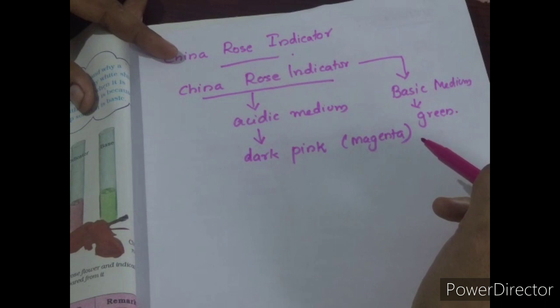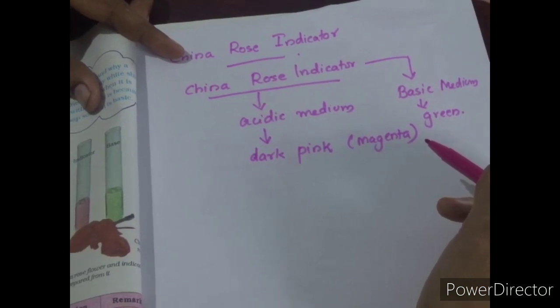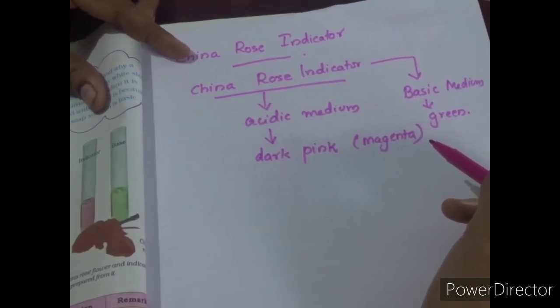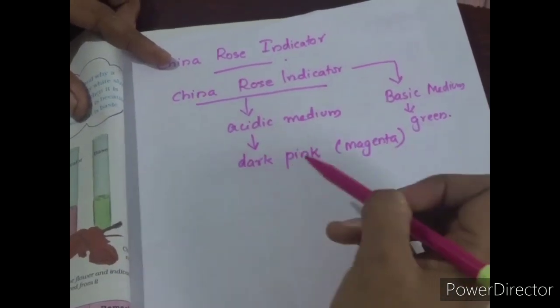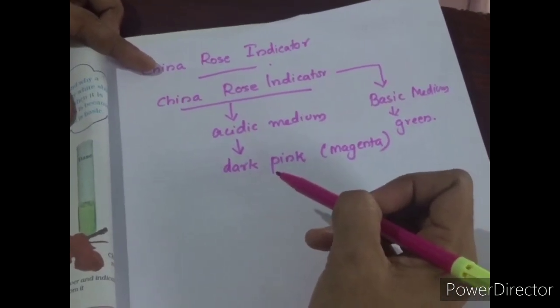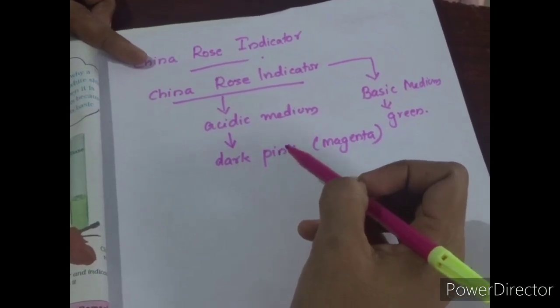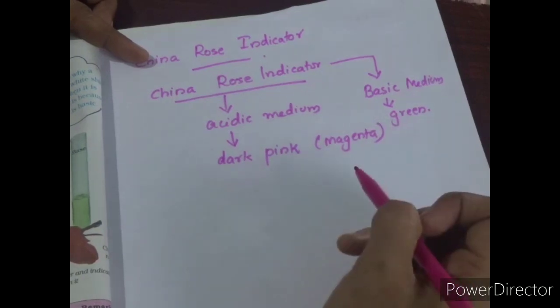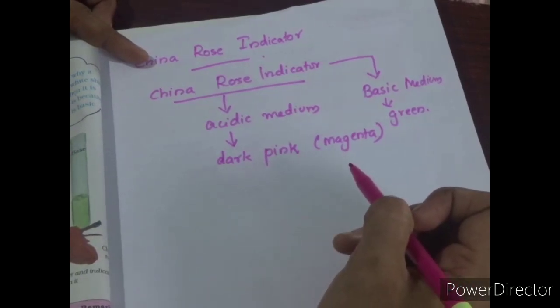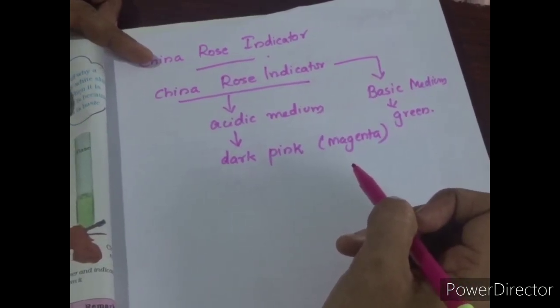Again, consider the example of vinegar. When you add some China rose indicator into vinegar, its color will change to dark pink. And when you add China rose indicator into a soap solution or a basic solution, its color will change to green. So these are the naturally occurring indicators.